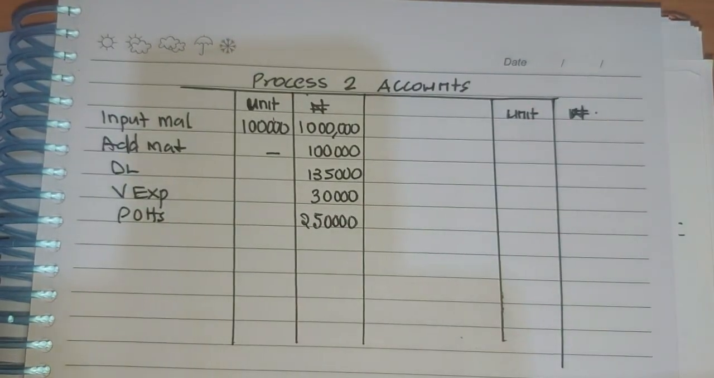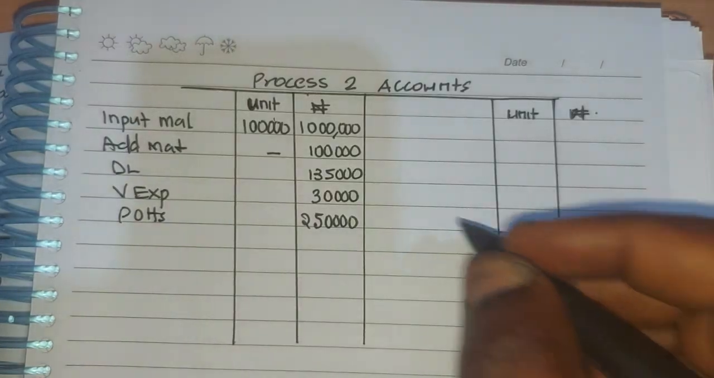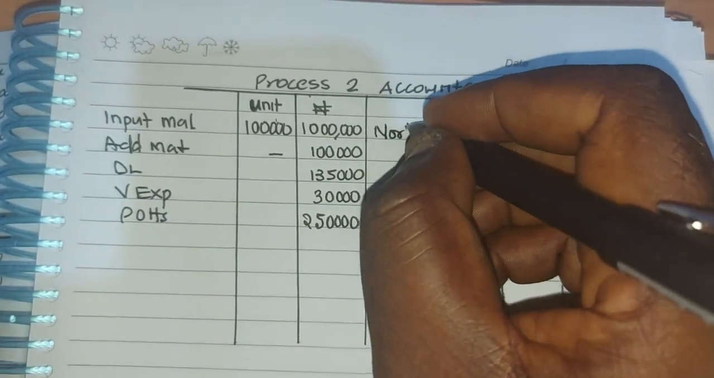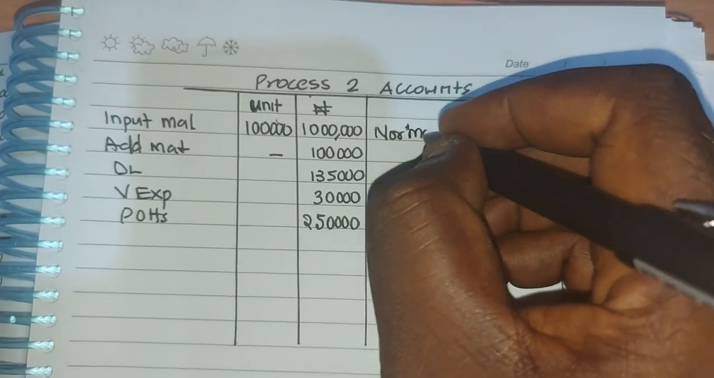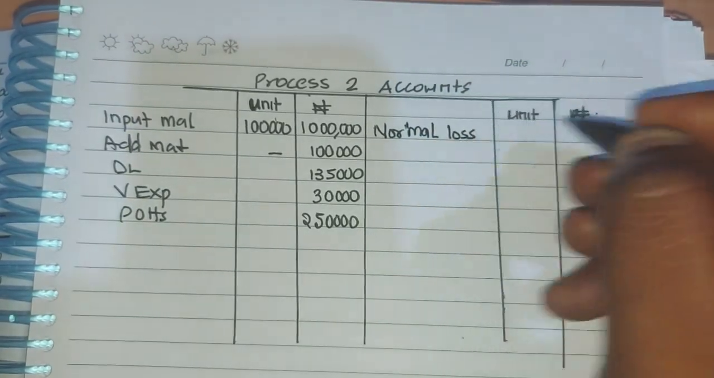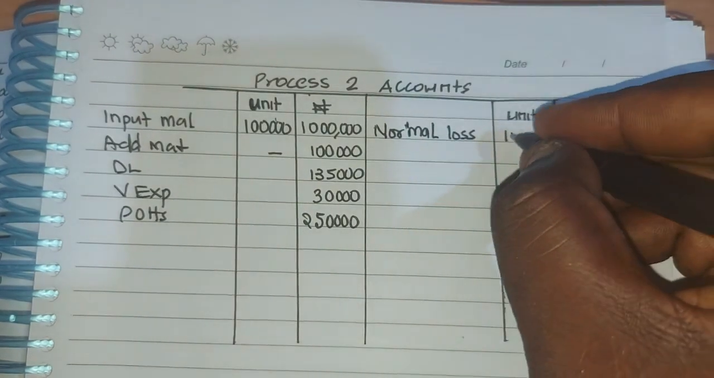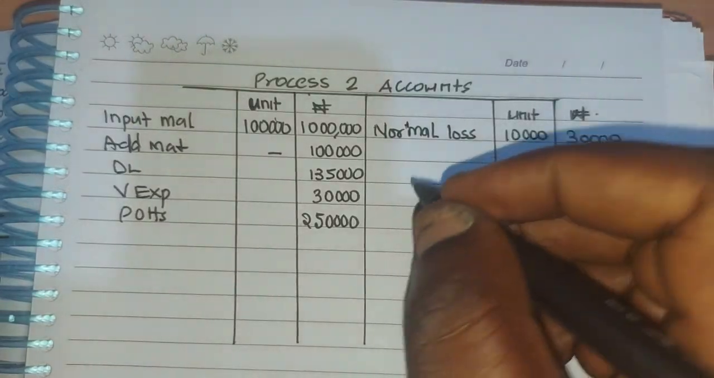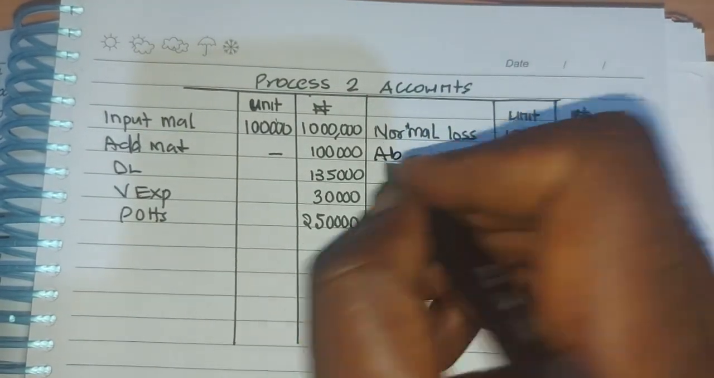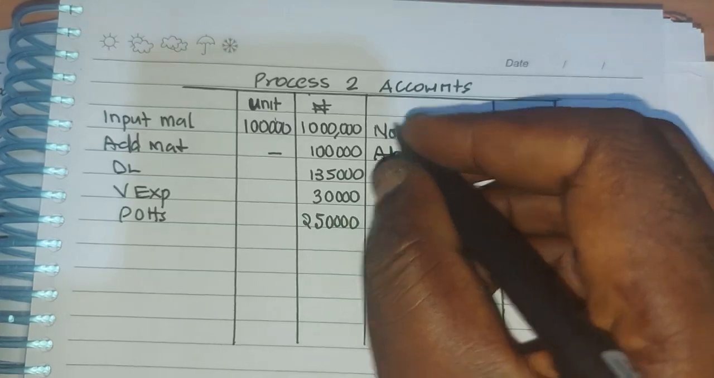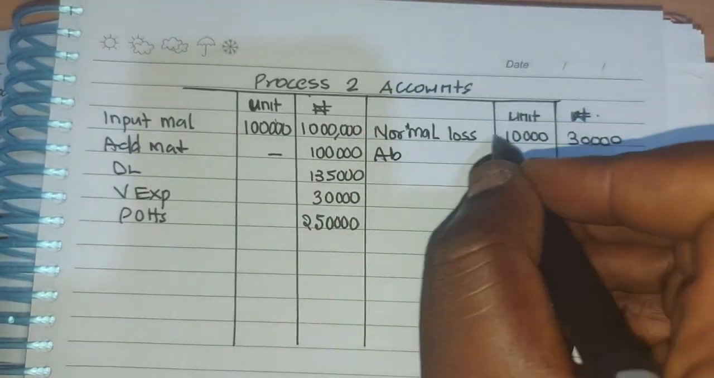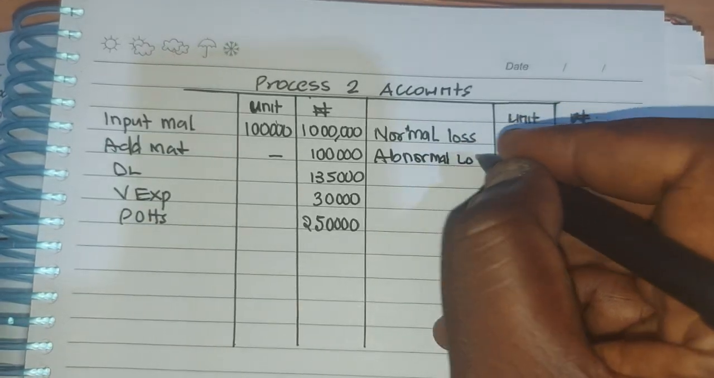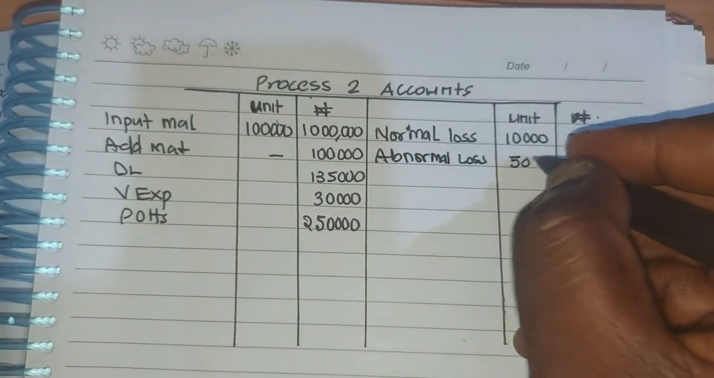Don't forget. Alright, then you come to this side, we have your normal loss. Normal loss is always credited to the process 2 account, and it's 10,000 units. It has been calculated for us, and the value is 30. Then we have the abnormal loss, also credited to the process 2 account, and the abnormal loss here is 5,000.